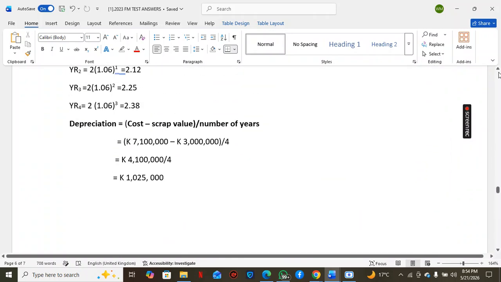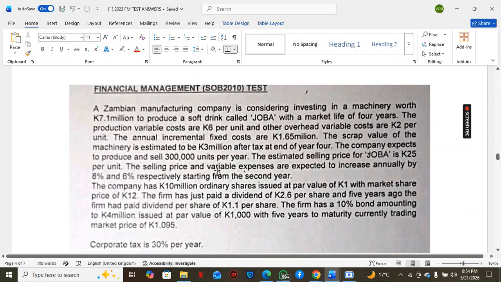This 3 million here, this scrap value, yes, it will be included in the figure for year four that you'll be discounting. So you're going to add it with the cash flows for year four. Is that okay, colleagues?